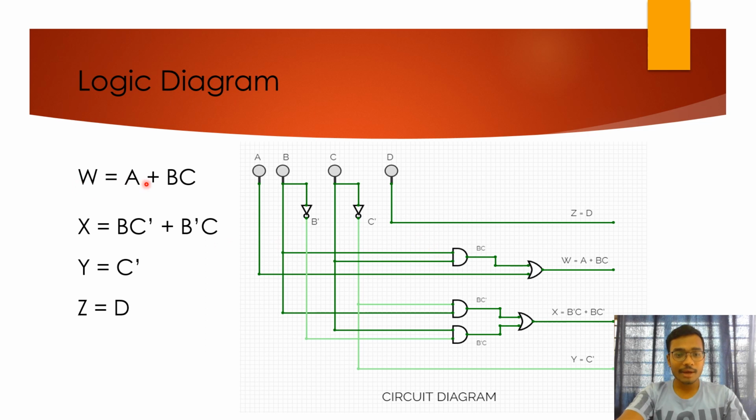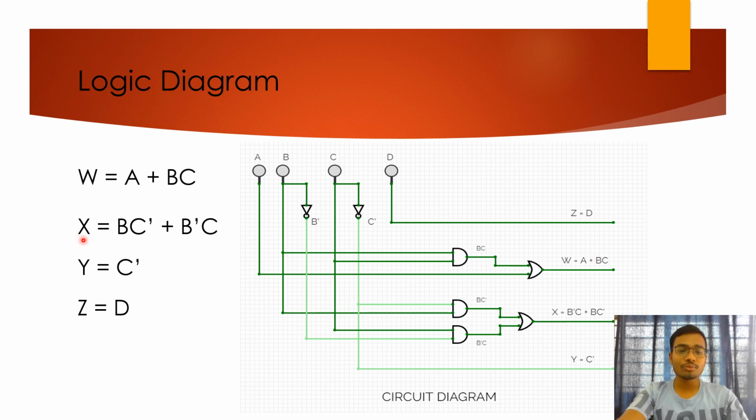So for W, I'm having A plus BC. So BC represents B and C, where an AND gate has to be there, to which B and C are the inputs. So I'm taking B and then C, and I'm putting an AND gate which will be giving me the output as BC. Along with that, I'm having A, and A and BC are put together with an OR gate. So this is BC, and then I'm having A or BC, that is what W is the output, right?